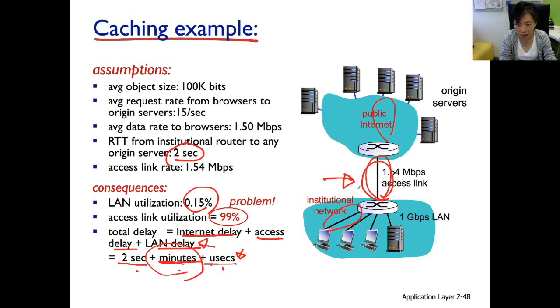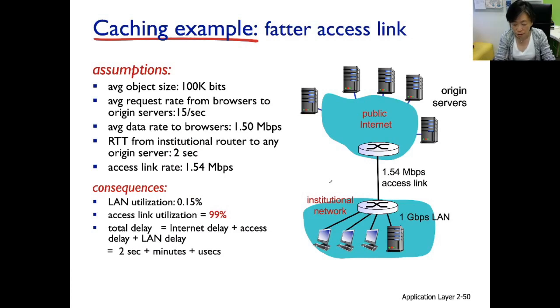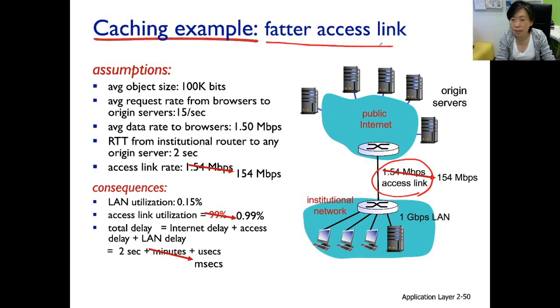Let's look at the second scenario. In scenario 2, let's try to address the issue here because this is the bottleneck link where the delay came from mostly. And let's blow it up 100 times. How about that? So using a fatter access link there. The result is that the access link utilization is also reduced 100 times. Less than 1% utilization, you can imagine the queuing delay being very, very short. That brings this component of the delay down to milliseconds.